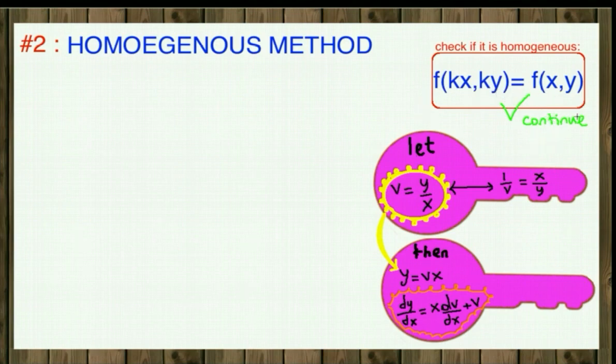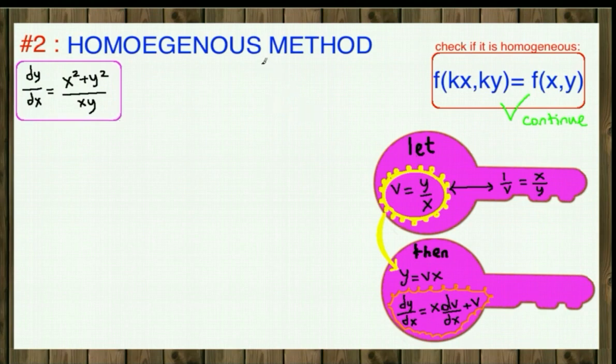Let's see a real example and talk about the solved problem. Let's solve dy over dx equals x squared plus y squared all over x times y. So this is our original problem. First, we need to check if it is homogeneous or not.